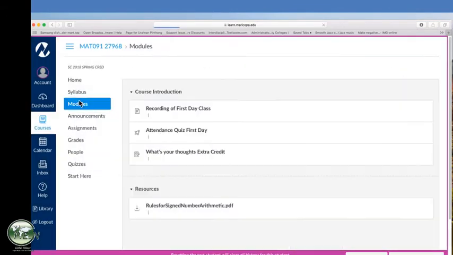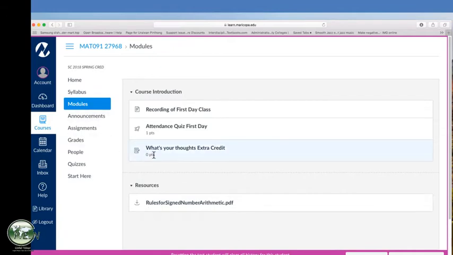And the second thing, and again, a number of you have done this, is the what's your thoughts extra credit. This is worth 40 points. It was the introductory activity. And a number of you have responded. What was it? One paragraph on what was your experience the first day? Did you like it? What did you find interesting, or those kinds of things. Okay. Go ahead and do that.